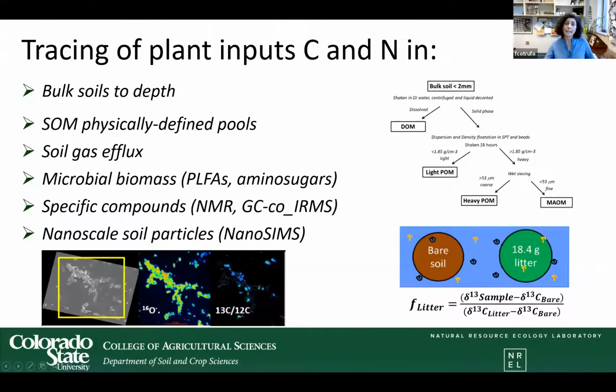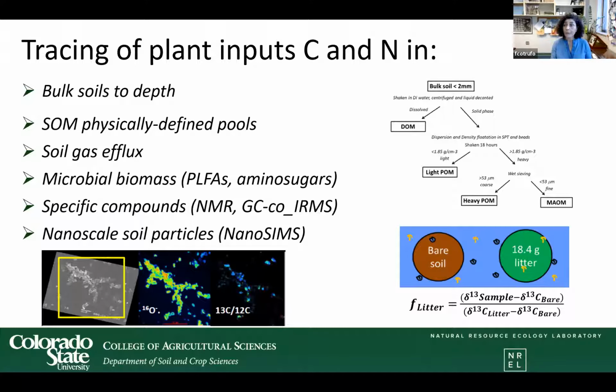What we then do with the plant that we produce is typically we use the mixing model to determine how much of the carbon and nitrogen from the plant material either contribute to the bulk soil or a soil physical fraction. We tend to use a physical separation of organic matter. We have traced that in gases and also in specific compounds like PLFAs and amino sugars, mostly as microbial biomarkers. And we are also trying to do some nanoSIMS if we have enough of the enrichment, in collaboration, in particular, with Germany.